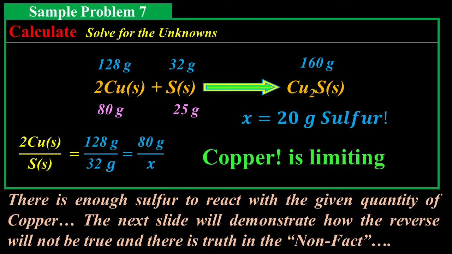2 copper over 1 sulfur equals 128 grams of copper over 32 grams of sulfur equals 80 grams of copper over how much sulfur. So I solve for the amount of sulfur I actually need. And the amount of sulfur I actually need is 20 grams of sulfur.